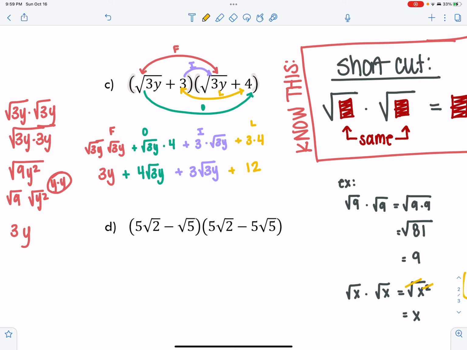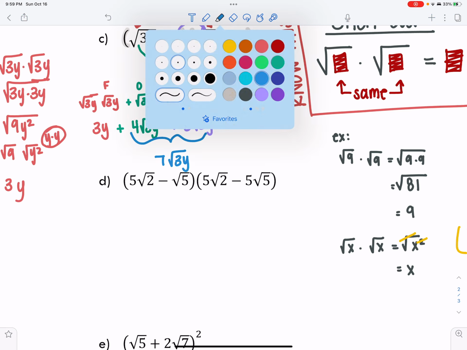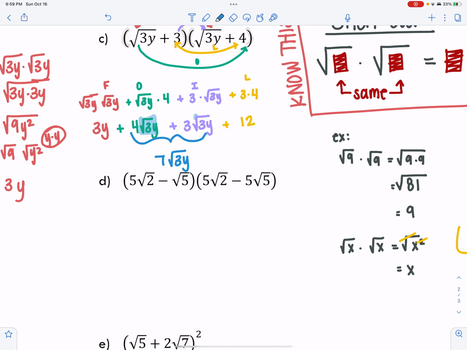Now I go through and I look for anything that will simplify in terms of the radicals. Well, the square root of 3y and the square root of 3y do not simplify if I were to do the factor tree. And so now I just look for any like terms. Well, I do have some like terms. 4 plus 3 is going to give me 7 square root 3y because this is the part that's the like term. So I just add the 4 plus 3, and then I carry everything else down. 3y, and then plus 12 at the back. And then that would be my final answer.